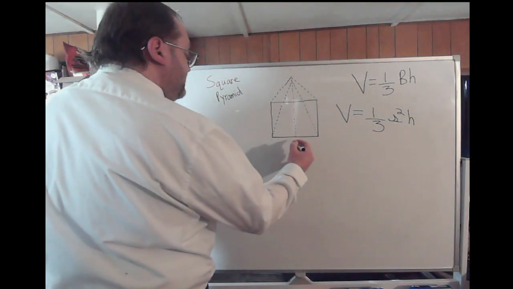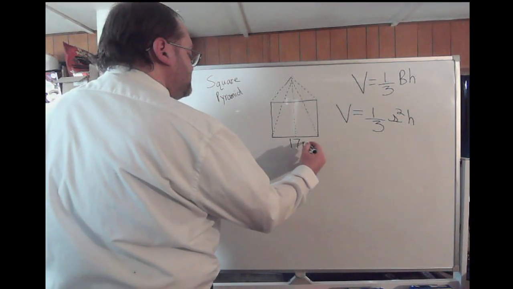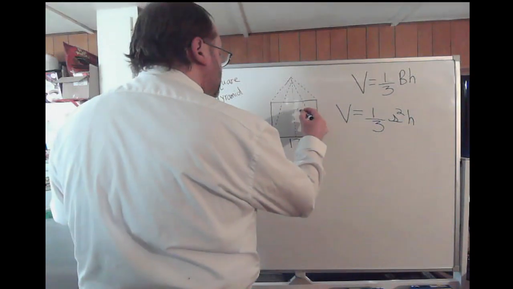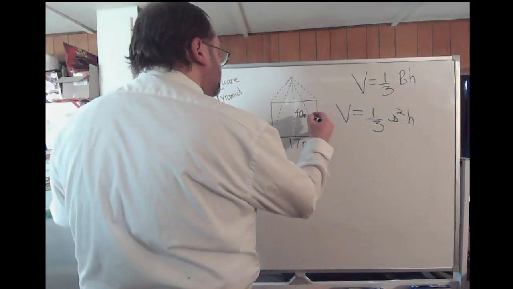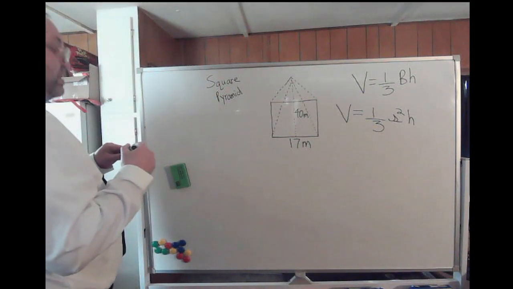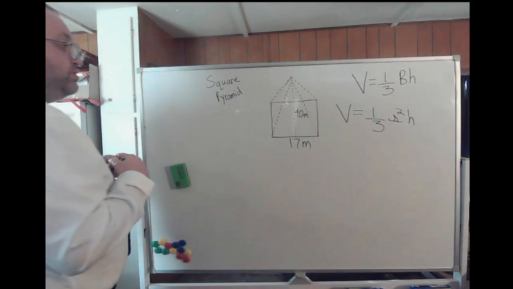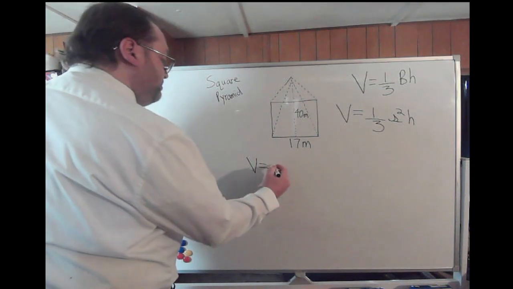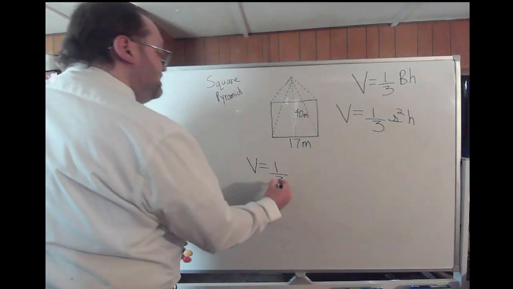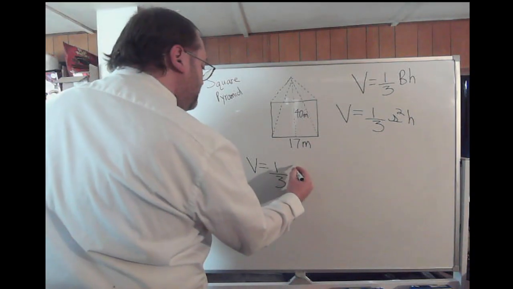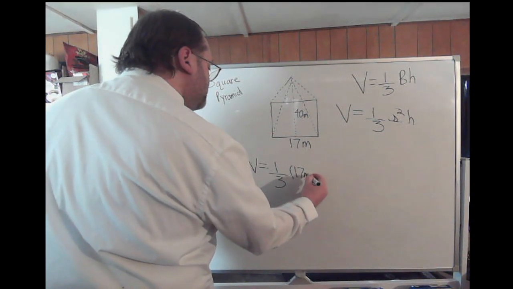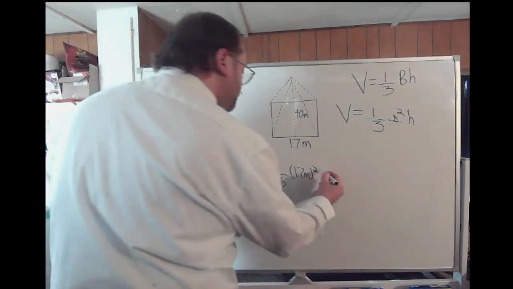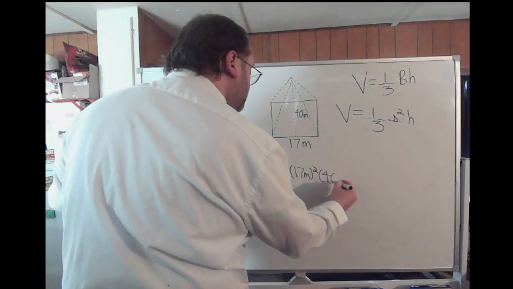So let's say we have 17 meters for one side of the square. We'll say the height's about 40 meters. All right. So of course we want to take the volume. The volume of this particular pyramid is 1/3 times the side of the square squared, which would be 17 meters, that would be to the second power, times the height, which is in fact 40 meters.